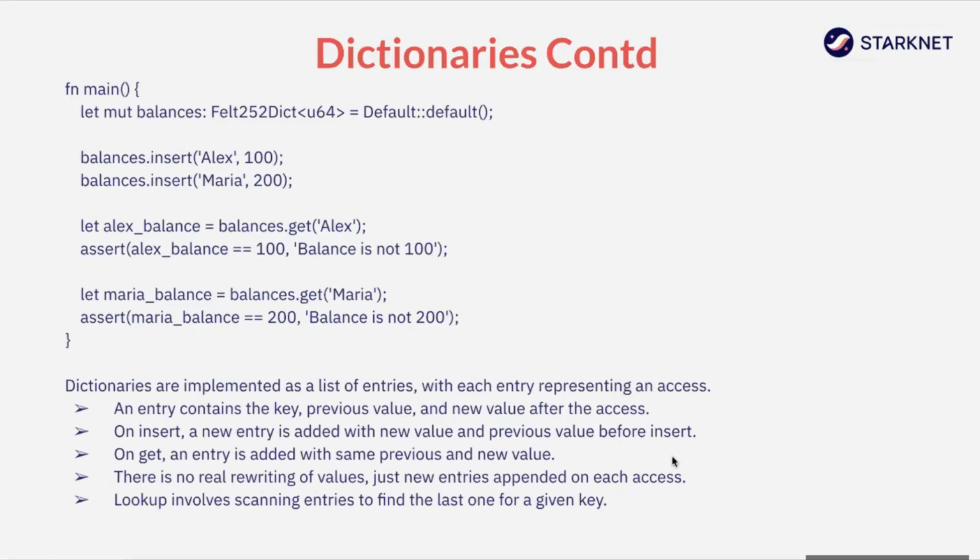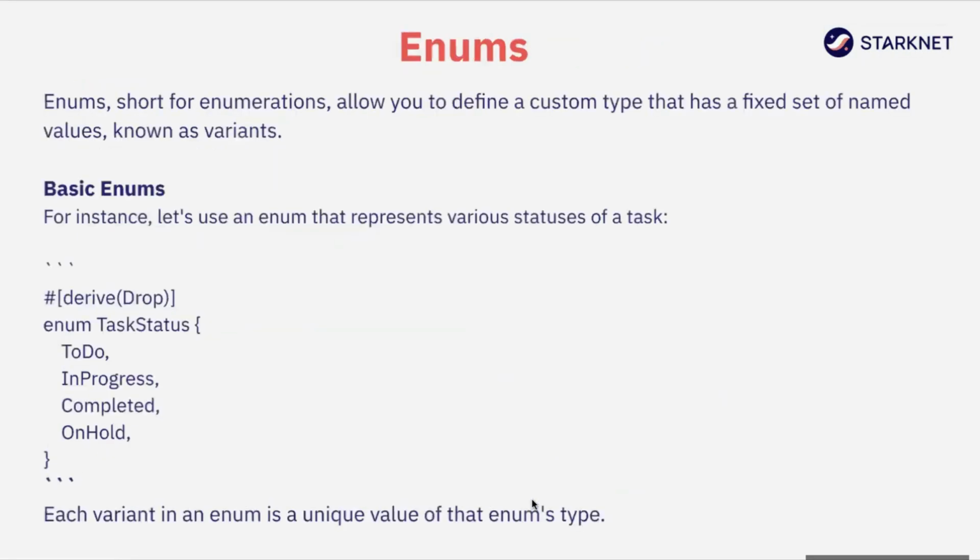I already said this, time is going. So the next thing is enums. Enums are short for enumerations, which allow you to define a custom type that has a fixed set of named values known as variants.